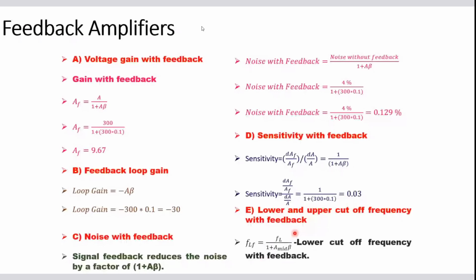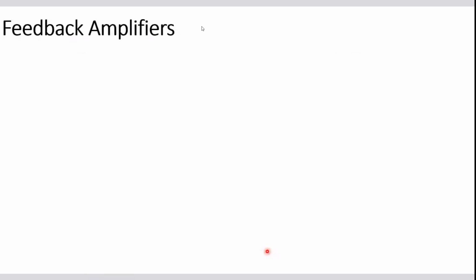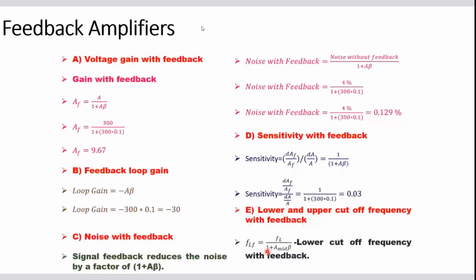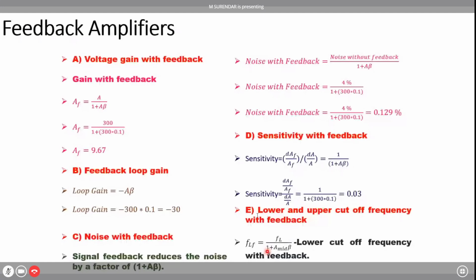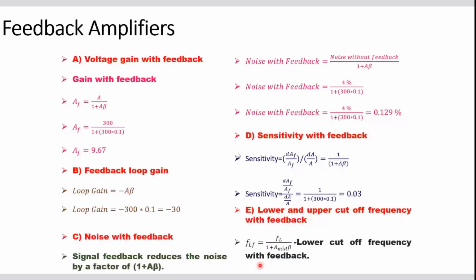You will be having one kilohertz there, and in the place of A mid is nothing but whatever the voltage gain we have. That means the mid range frequency gain. A means gain, mid means mid range frequency. The gain at the mid range frequency is 300. Beta is the feedback ratio 0.1, and you directly substitute that in this particular expression. You can easily find the lower cutoff frequency as 32.2.